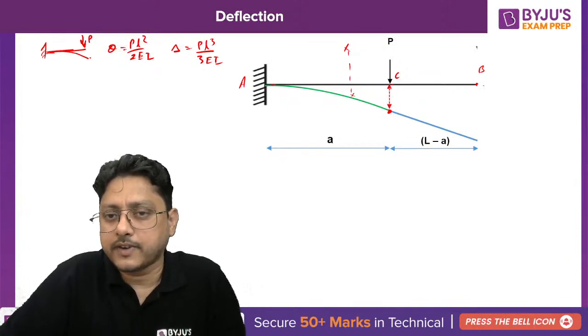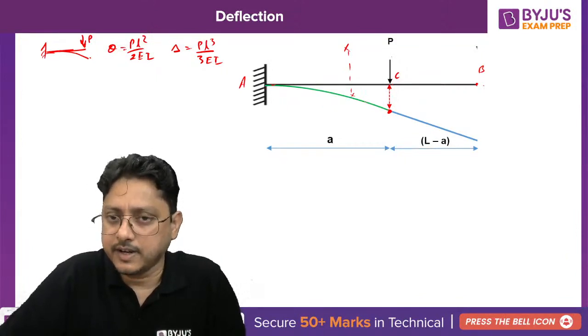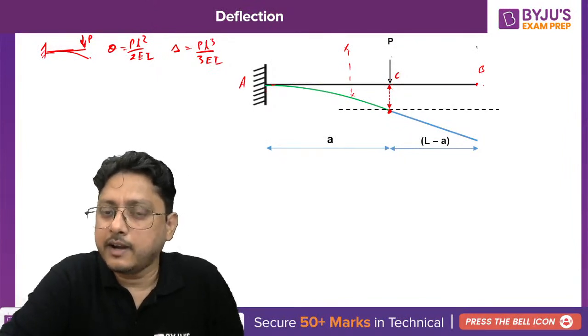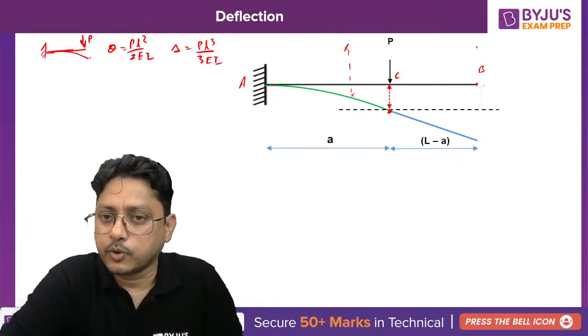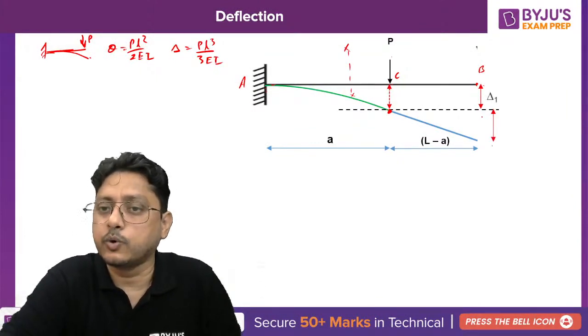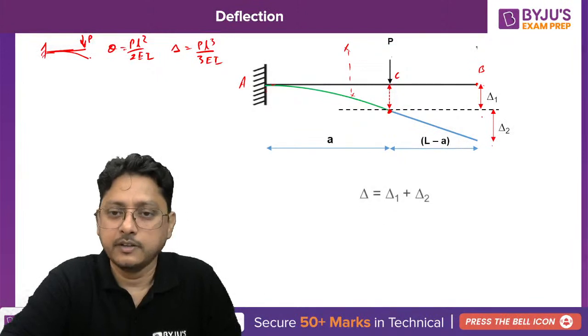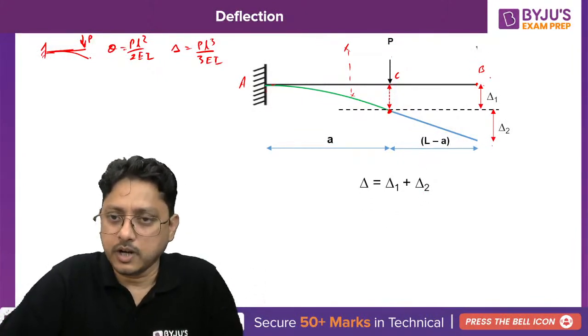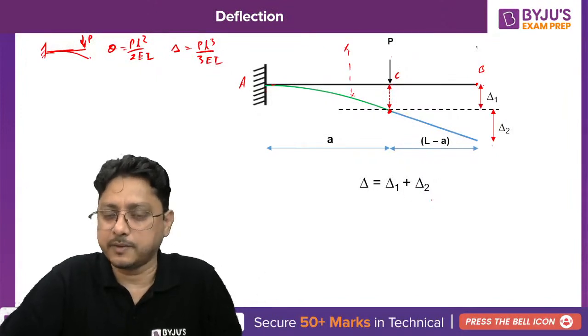It is now kind of a cantilever where the load is acting at the free end. So you can calculate the deflection for this particular end, and by adding another deflection here, you can say that the total deflection can be calculated. The total deflection at the free end will be nothing but delta 1 plus delta 2.